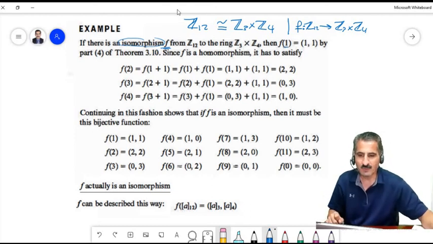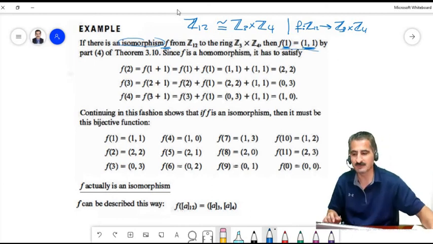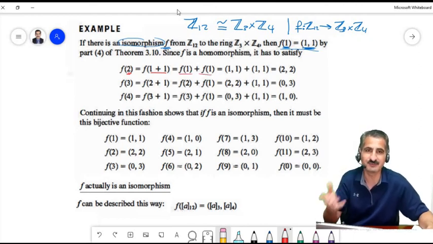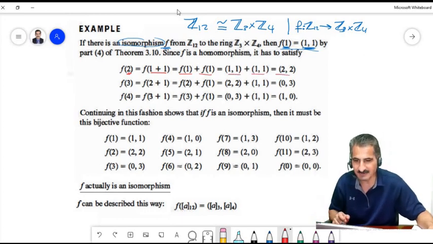Now, 1 is the identity of Z12, and (1, 1) is the identity of Z3 cross Z4. So we must have that f of 1 equals (1, 1), the ordered pair. And see what we get. f of 2 is f of 1 plus 1, but this is f of 1 plus f of 1 because we have a homomorphism. f of 1 is (1, 1), so (1, 1) plus (1, 1). So we get to this.